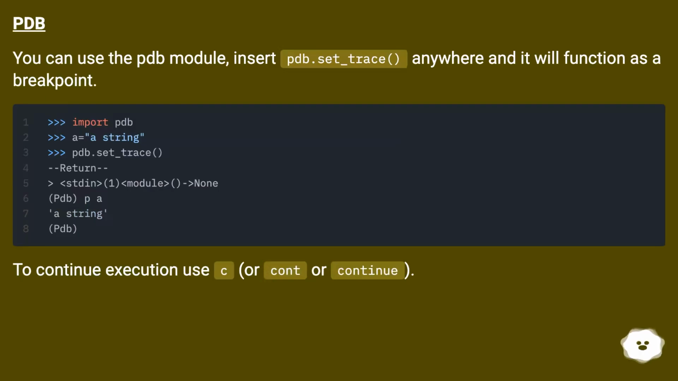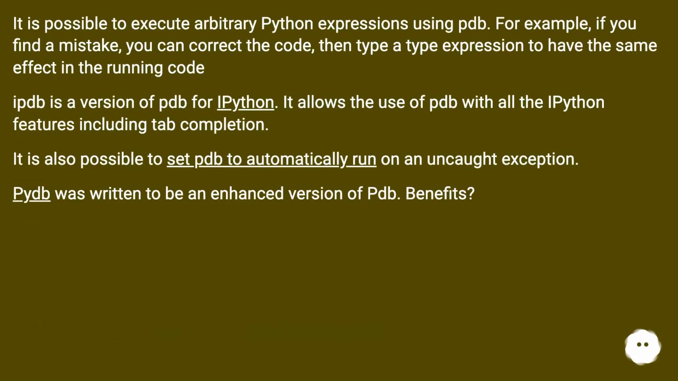PDB. You can use the PDB module, insert pdb.set_trace anywhere and it will function as a breakpoint. To continue execution, use c, or cont, or continue. It is possible to execute arbitrary Python expressions using PDB. For example, if you find a mistake, you can correct the code, then type an expression to have the same effect in the running code.